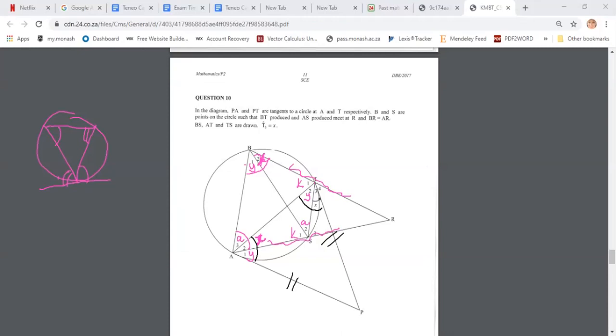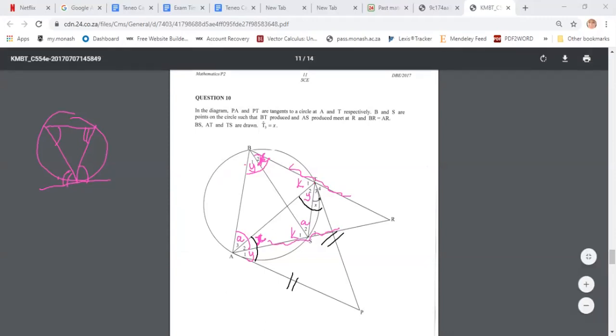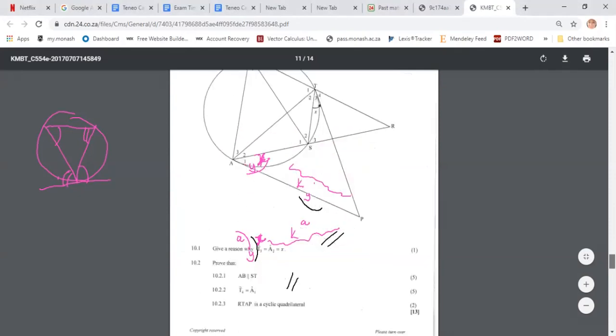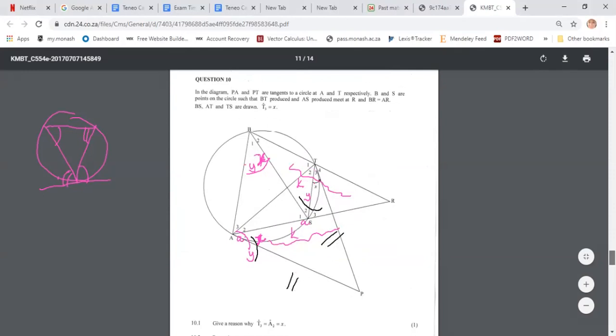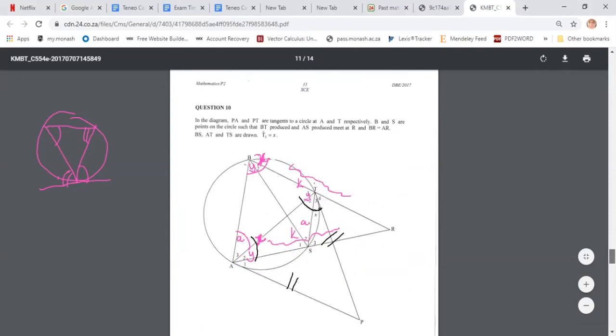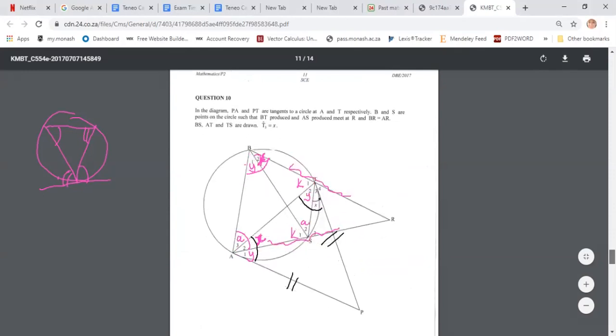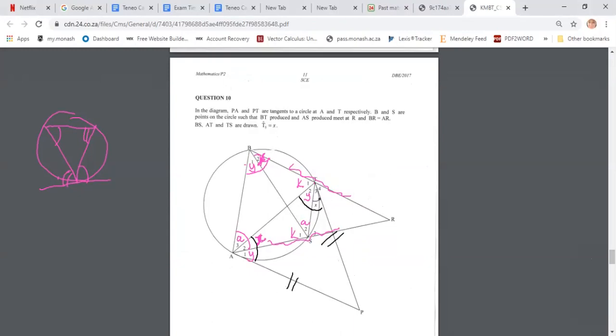Okay, so what did they actually ask us to find? Let's have a look. They said, give a reason why angle T3 equals A2 equals x. Angle T3 equals A2. So that's what we proved. We proved that T3 was equal to A2. And how did we prove that? We proved it from the tan chord theorem.